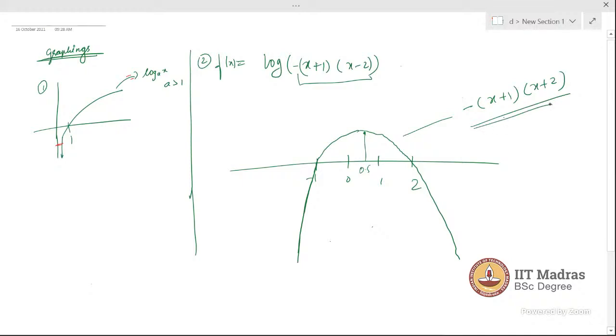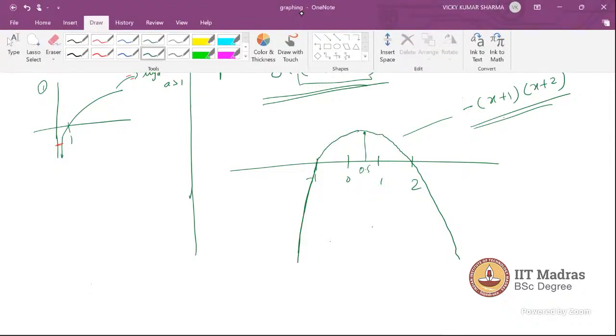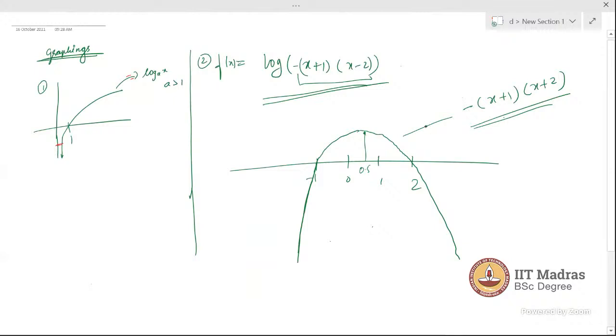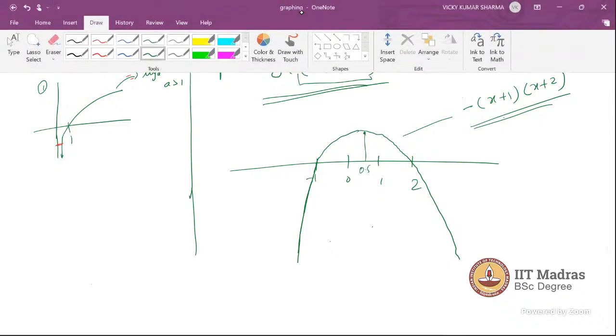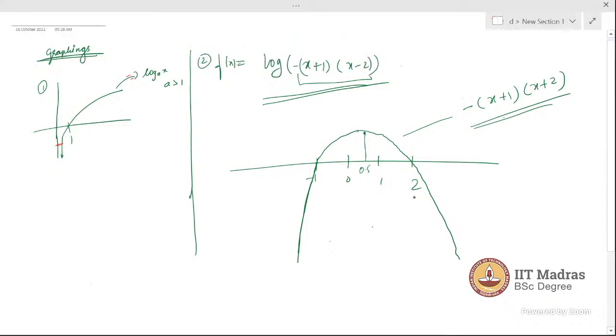Now could you tell me what is the log of this function? I'll take the red color. Now let's look at this. What is happening at x equals 2? It won't exist, not defined. So I can simply draw an asymptote, a straight line, something like this. What about at minus 1? Not defined.